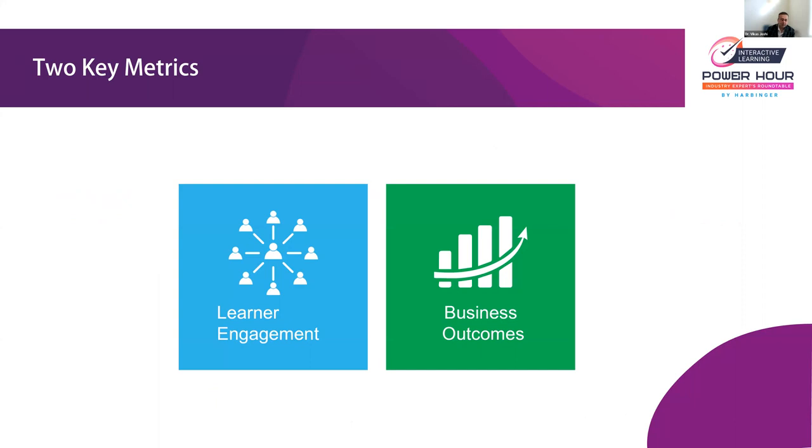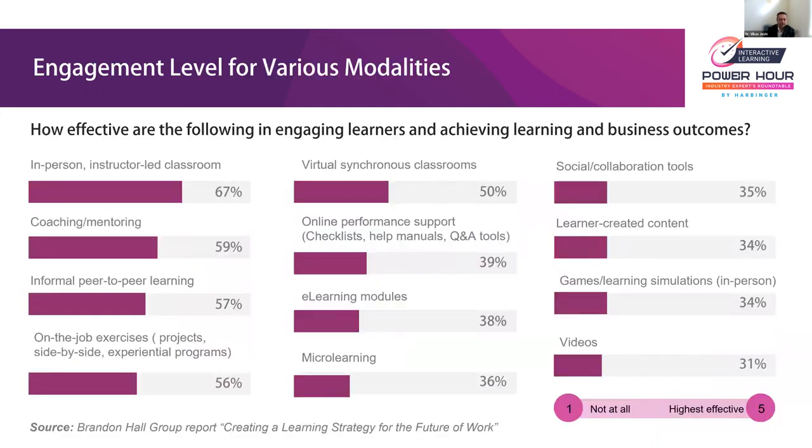Now there are many different learning modalities, teaching, coaching, videos, e-learning, they all achieve varying levels of engagement and business outcomes. For example, real classroom learning may have one level of effectiveness and sending out slide decks to people may have another. Let's see where e-learning stands on this scale. As you can see, researchers asked the question, how effective are these modalities in engaging learners and achieving outcomes? And they gave a whole list of learning modalities from classroom to videos. You can see the whole list here.